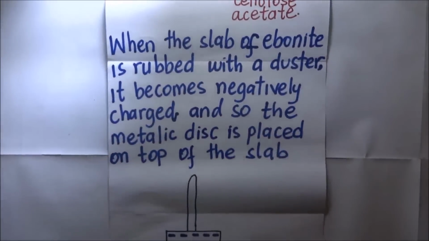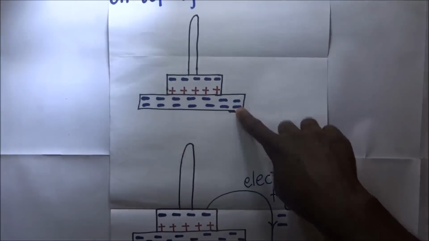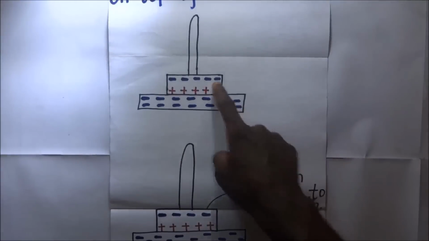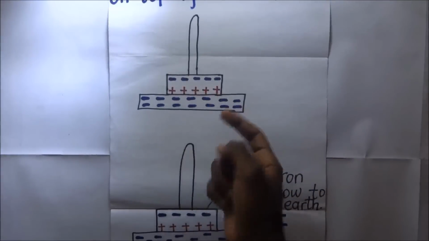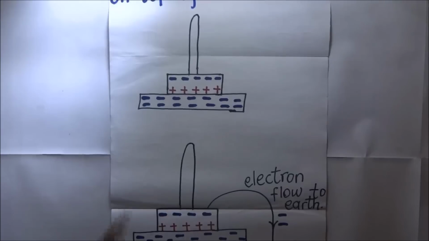So in our write-up we have that when the slab of ebonite is rubbed with a duster, it becomes negatively charged, and so the metallic disc is placed on top of the slab. When we place that metal disc on top of the slab, it means that that slab is going to pick up that charge. This is the slab we are talking about. This is the metal disc. So after rubbing this slab with the duster, it will become negatively charged.